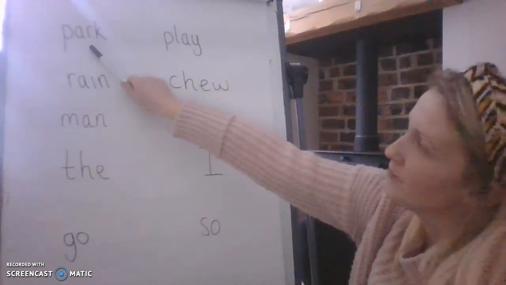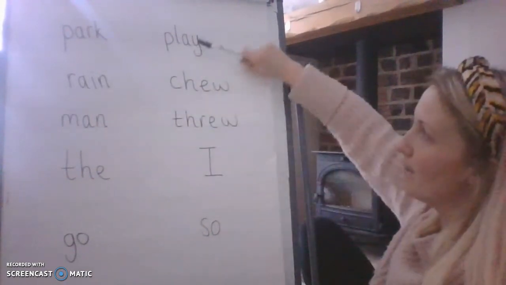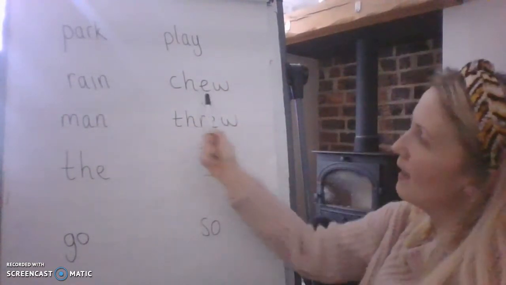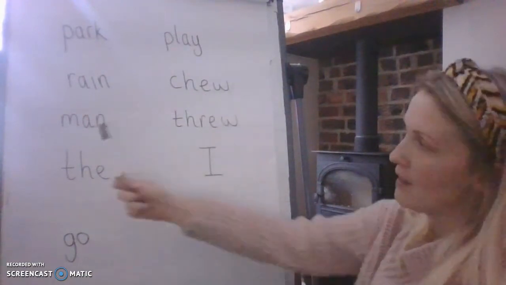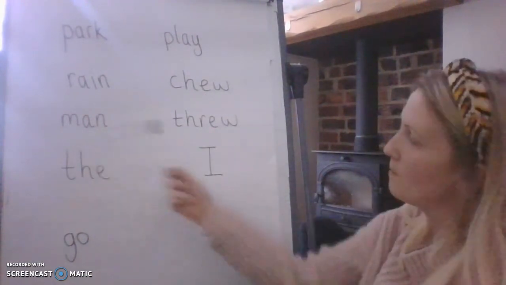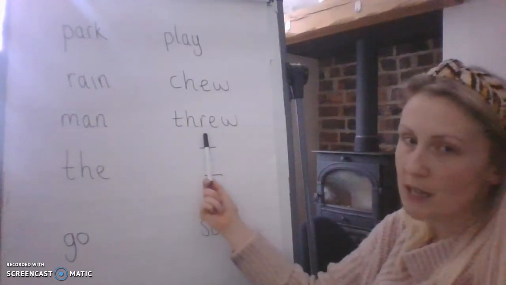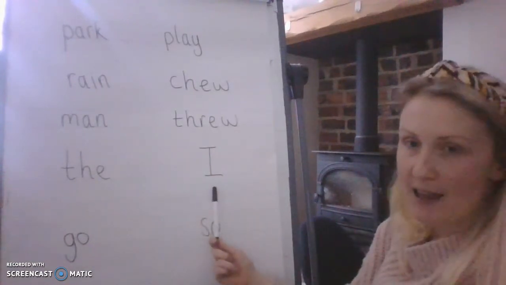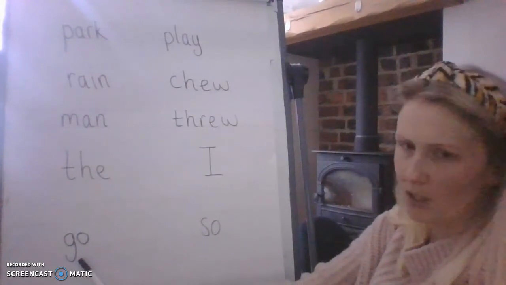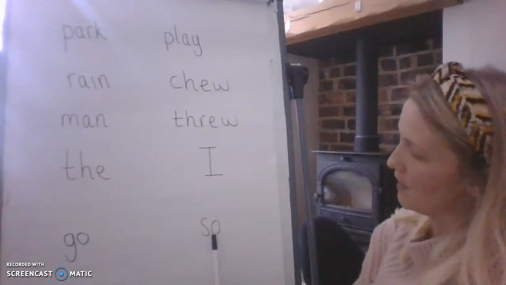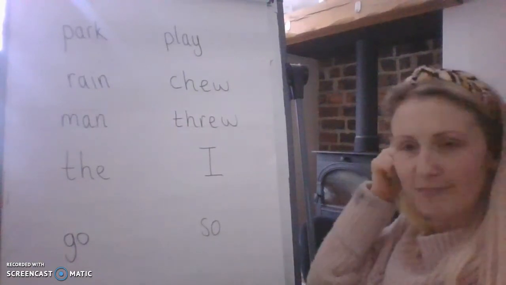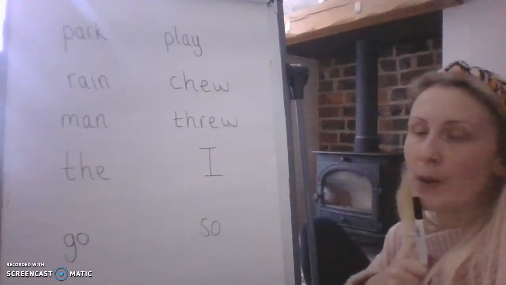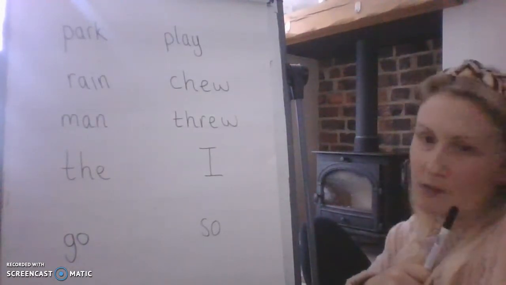Park. You say. I say play. You say. I say rain. You say. I say chew. You say. I say man. You say. I say through. You say. I say the. You say. I say I. You say. I say go. You say. I say so. You say. Okay, so what you might notice is some of these words are our tricky words, so that means you cannot put sound buttons on them because you cannot sound them out.